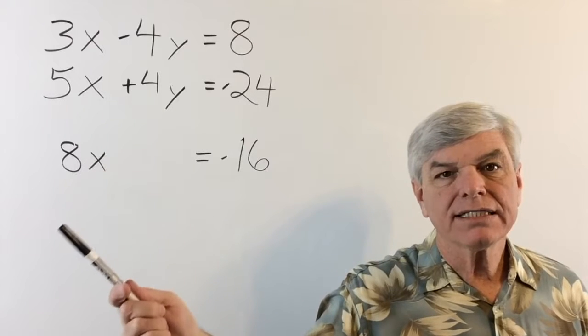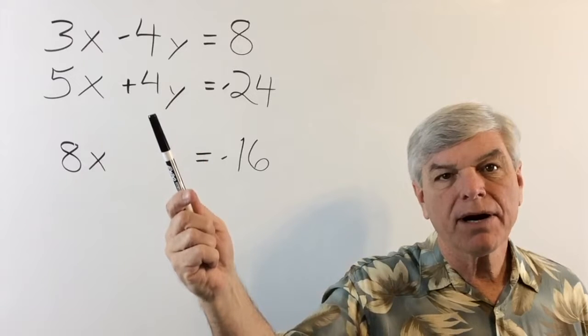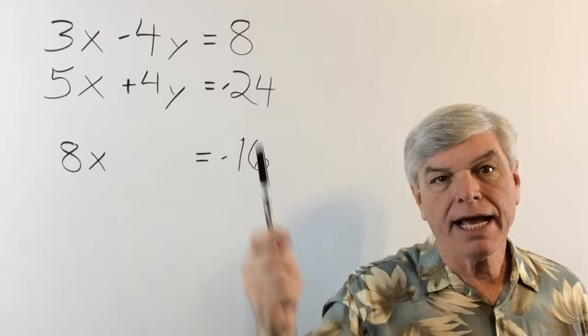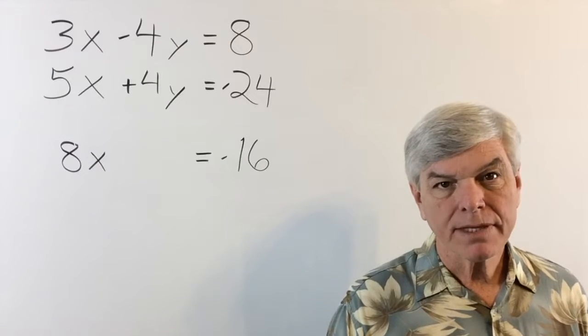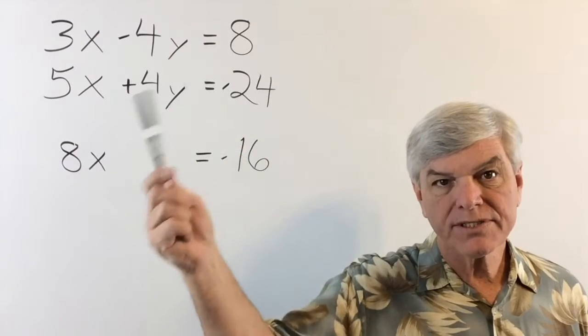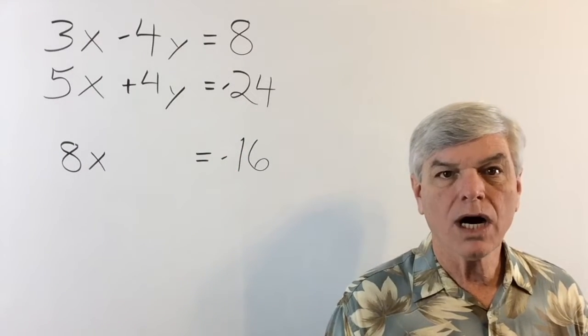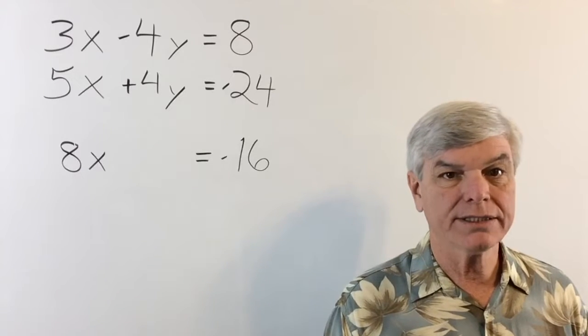3x and 5x is 8x. Negative 4y and positive 4y is 0. And 8 minus 24 is negative 16. So without any substitution or anything, we just very easily got rid of our y. So that seems like a good way to handle this particular equation.